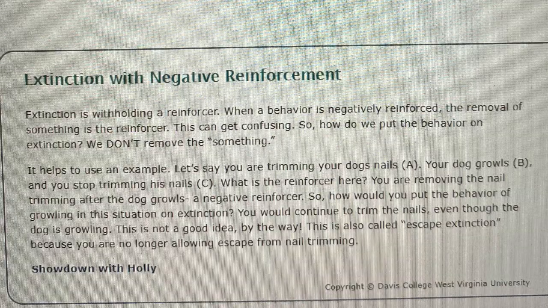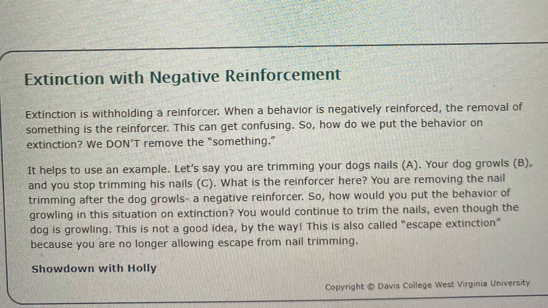Extinction with negative reinforcement. Extinction is withholding a reinforcer. When a behavior is negatively reinforced, the removal of something is the reinforcer. This can get confusing. So how do we put the behavior on extinction? We don't remove the something. It helps to use an example.